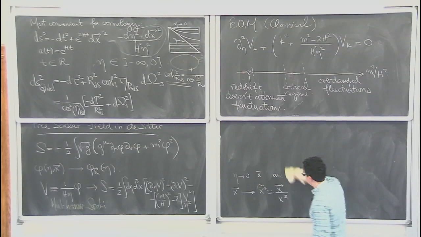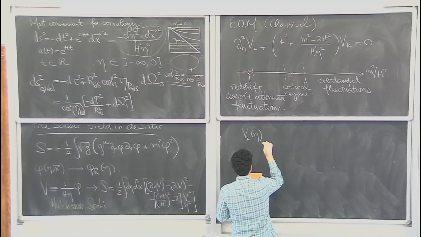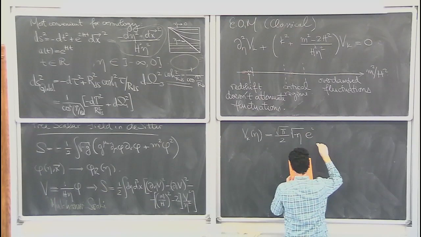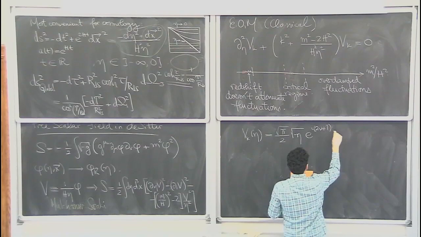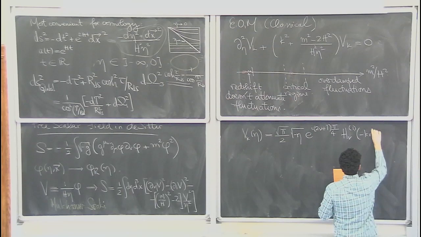So the V_k of eta, the one that agrees with the harmonic oscillator at early times, is given by this, where I'm being really careful, hopefully, with the details: e to the i, 2 nu. Trust me, you don't need this for the rest of the lectures, but I just want you to believe that I solved the equation: H_nu^(1) of minus k eta. So this is the Hankel function of the first kind.